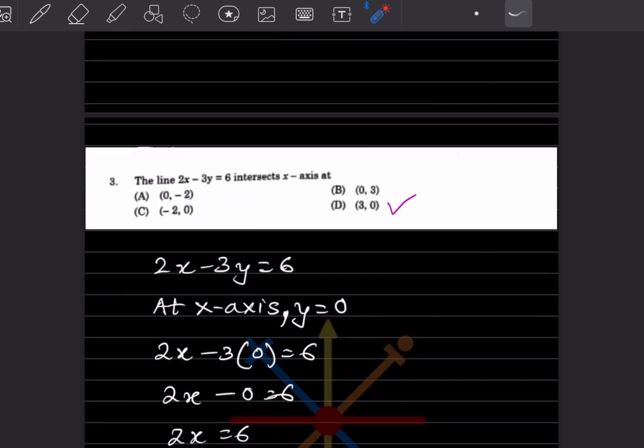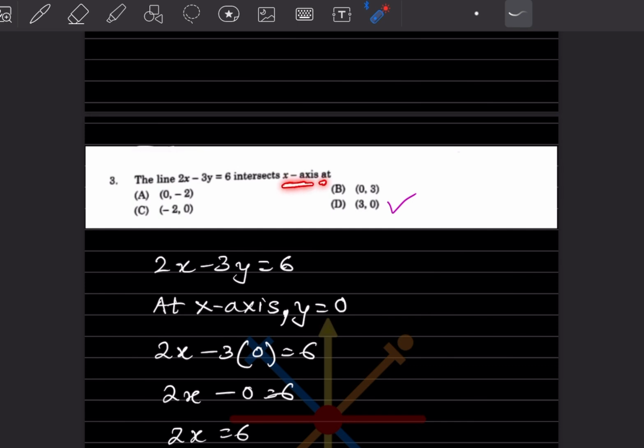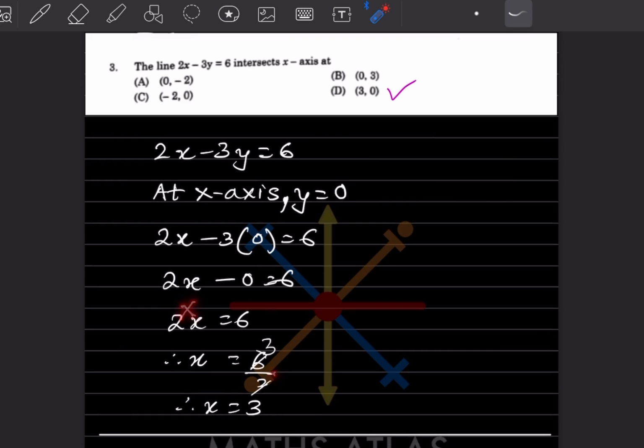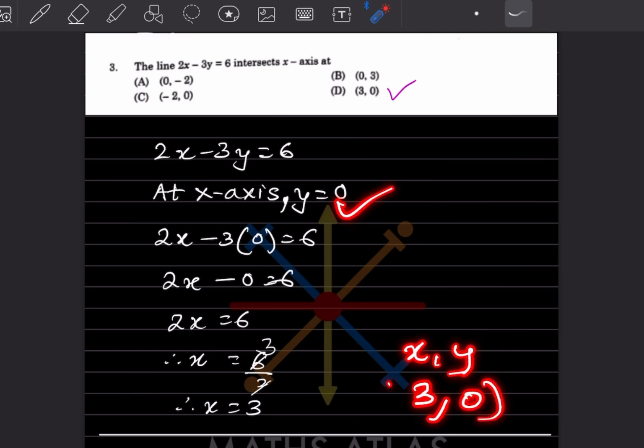The line 2x minus 3y is equal to 6 intersects the x-axis at. So this is the line given. At the x-axis, whenever it is given, it means you have to take y as 0. So in this same line, wherever you see y, you are going to put 0. So this will be as it is, and in place of y you will put 0, equal to 6. So this will be 3 into 0, that is going to be 0. So 2x is 6, so x is going to be 6 divided by 2, as this is multiplication, so it is going to get divided. The value of x will be 3. Now you know whenever you write the coordinates, we write x first and then y. So x is 3 and y is 0, so that is going to be 3 and 0.